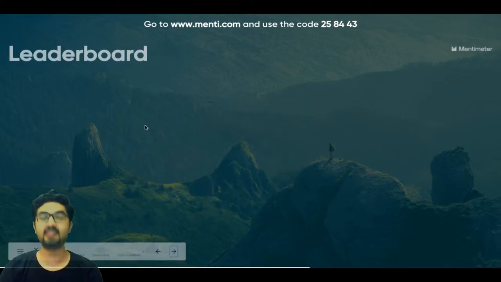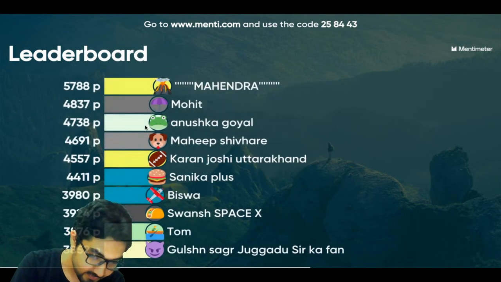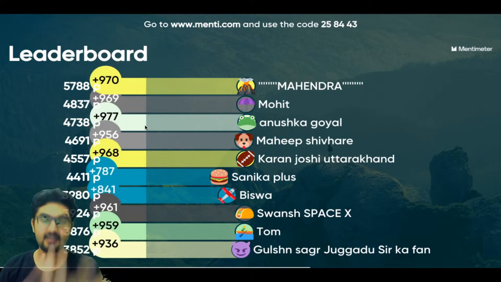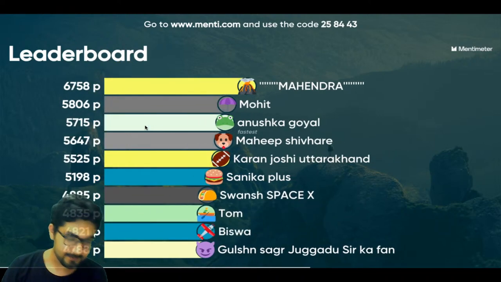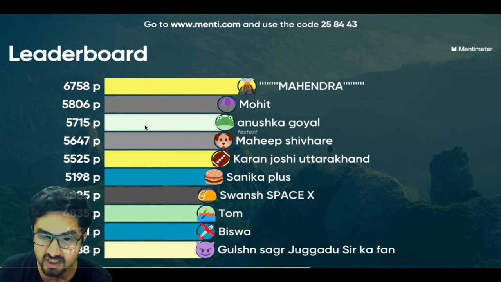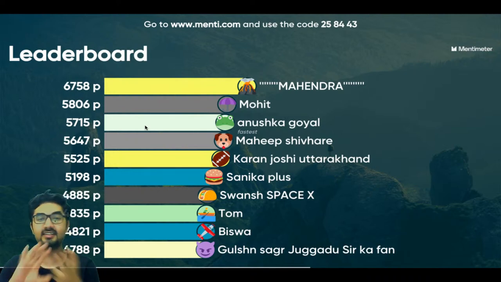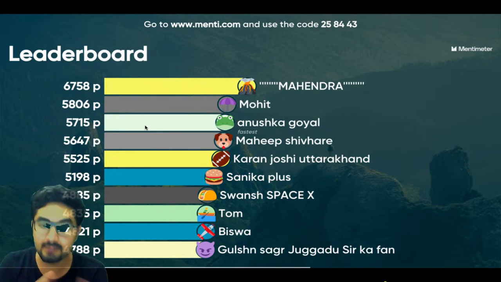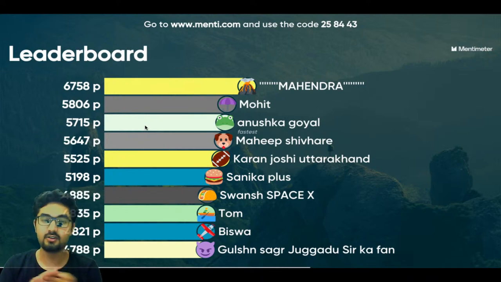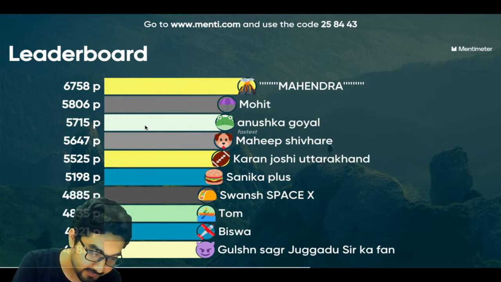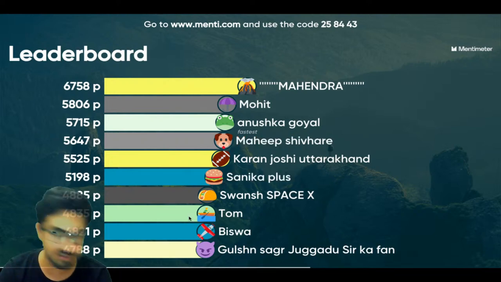Let us see the leaderboard. Let's see if any changes happened. Sir, I am not understanding. What are you not understanding? Are you not getting the answers of this thing? Thanks a lot, Piyush. Mahindra is first, Mohit is second, Anushka is third and the fastest. Congratulations, Anushka. Followed by Mahib, Karan, Sanika, Swanesh, Tom, Biswa and Gulshan Sagar. Very good, guys. 23rd place, no problem, boss.